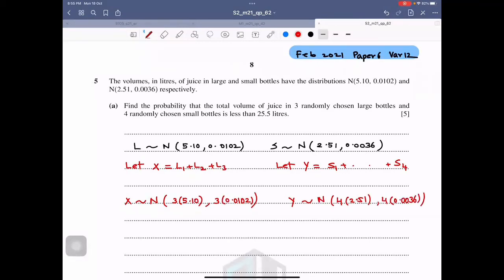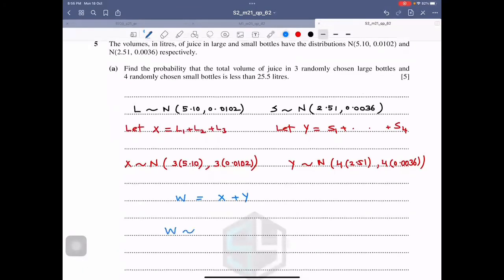Now, when I add it up, so I say W is the total. So that is X plus Y. W follows a normal distribution. The mean is added to the mean. And if I use a calculator and add it up, this comes out to be 25.34. Similarly, if I add the variances to the variances, this will come out to be 0.045. That is the calculation on the calculator that you need.